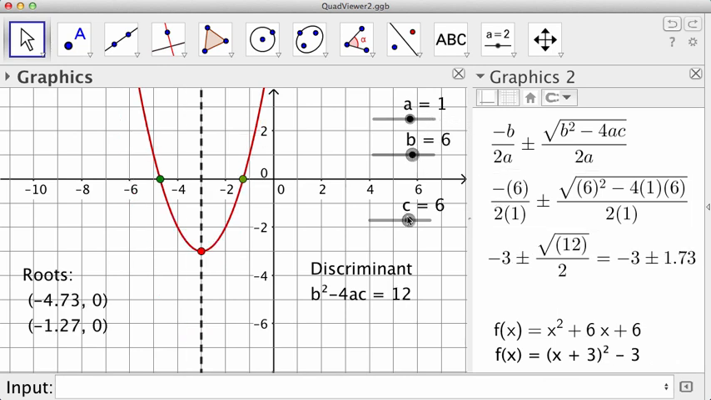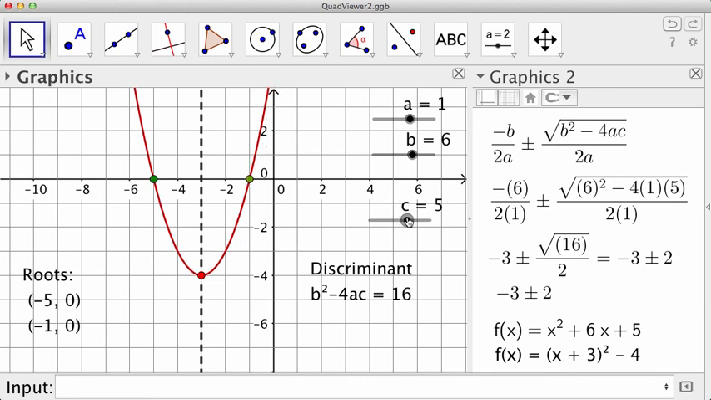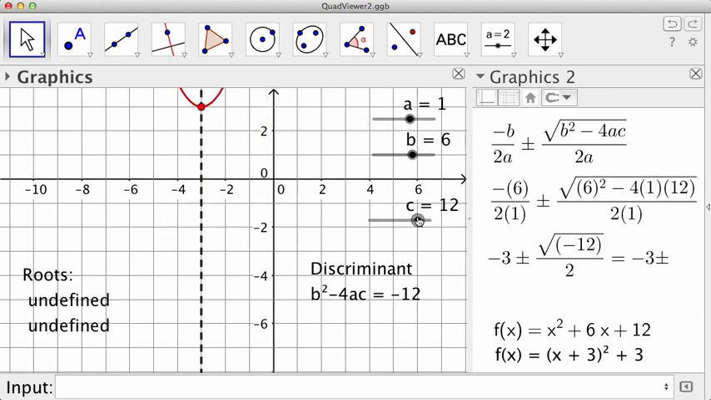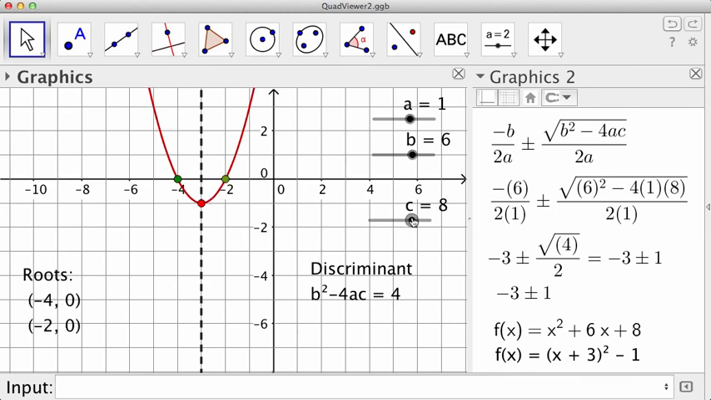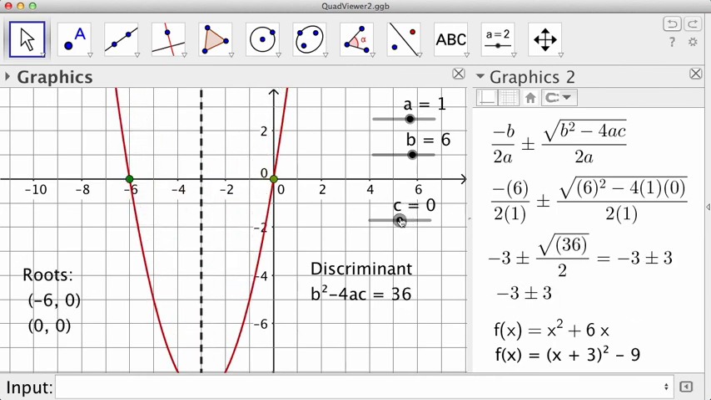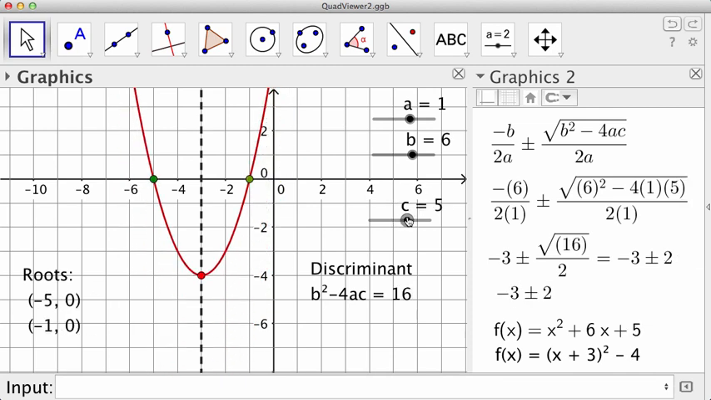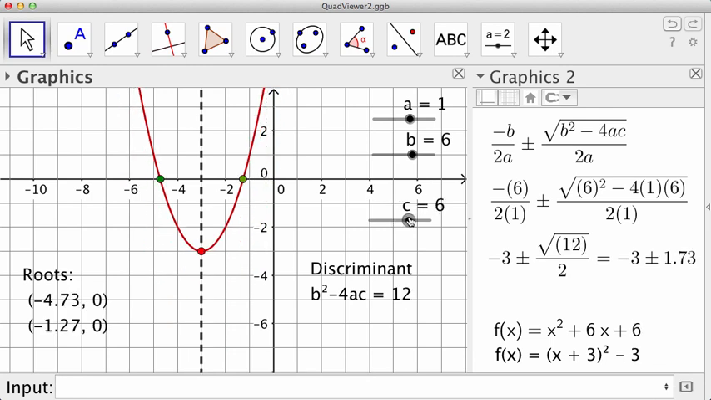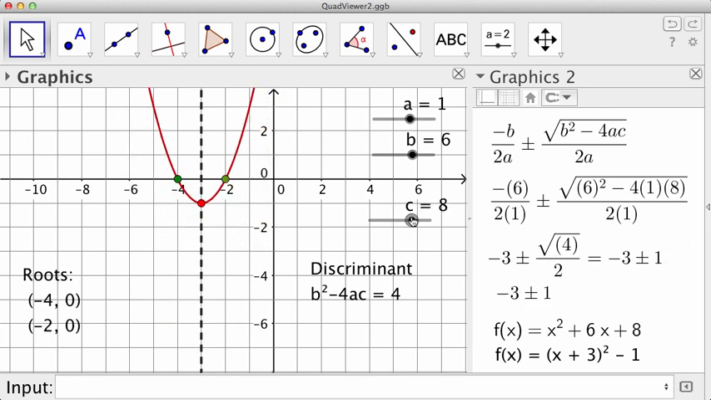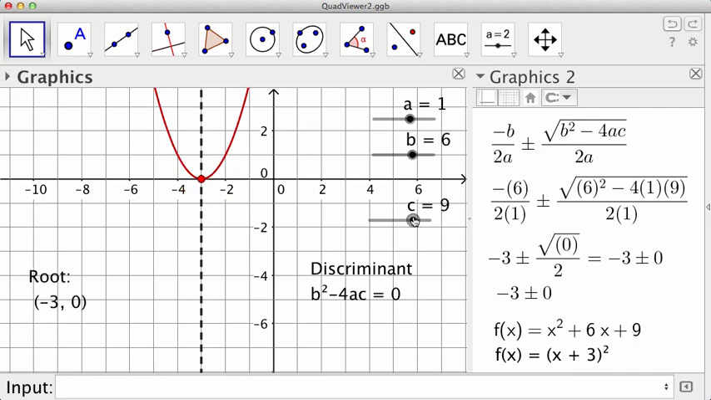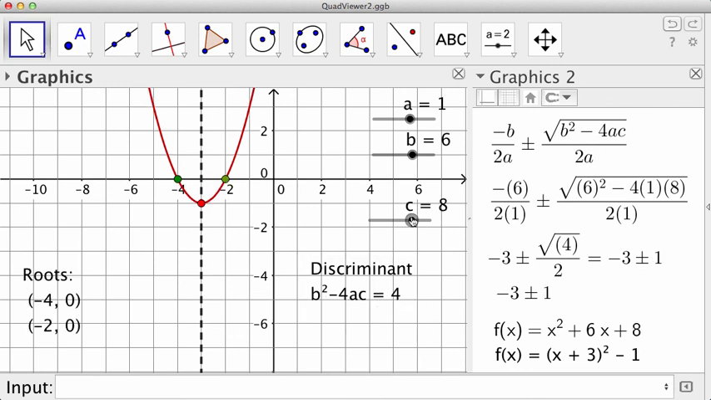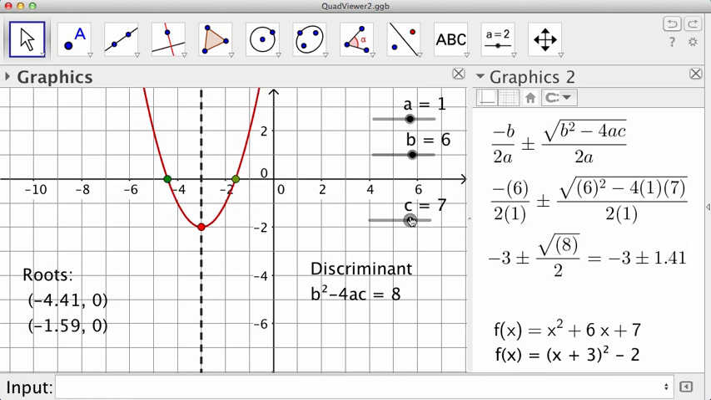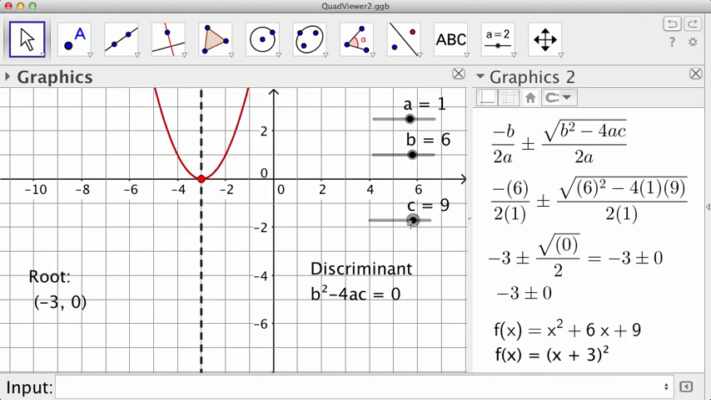So now we see that when c is up to positive 9, then we have a positive discriminant, which means we have two roots. As c gets larger and larger until it gets all the way up to a value of 9, we have two roots that are getting closer and closer together until finally they merge when c is equal to 9. The discriminant, b squared minus 4ac, is equal to 0. So down here, the discriminant is positive. When the vertex is on the x-axis, the discriminant is 0.